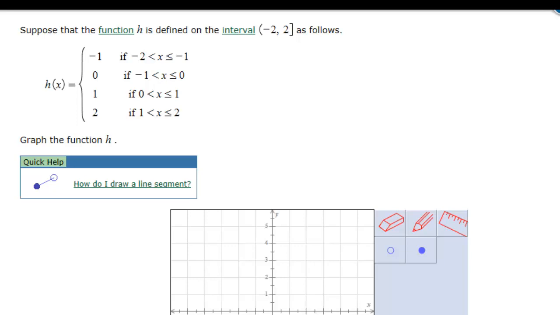In order to graph piecewise functions, take a look here. H of x is defined as: here's one piece, second piece, third piece, fourth piece. How do you interpret that? This right here is your y coordinate or output for when this is your x coordinate.